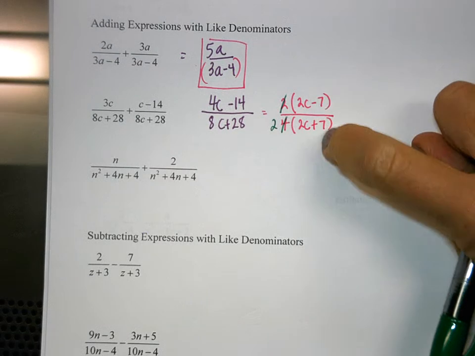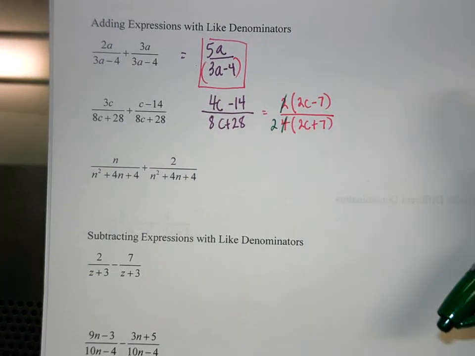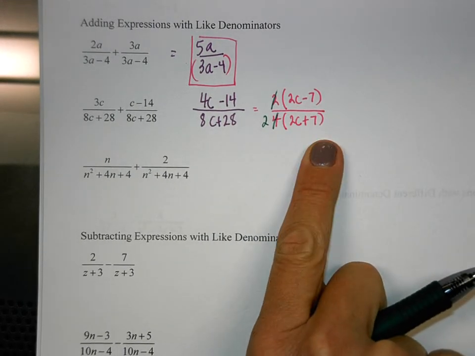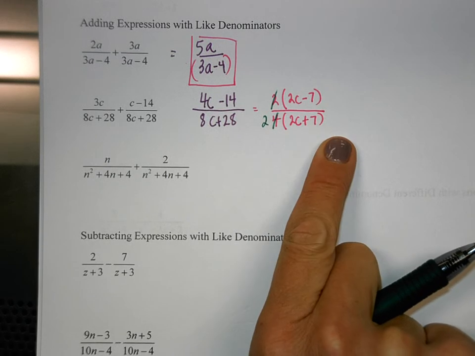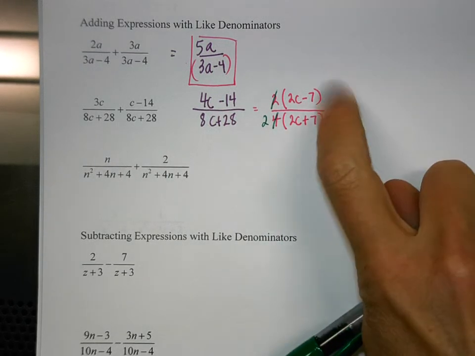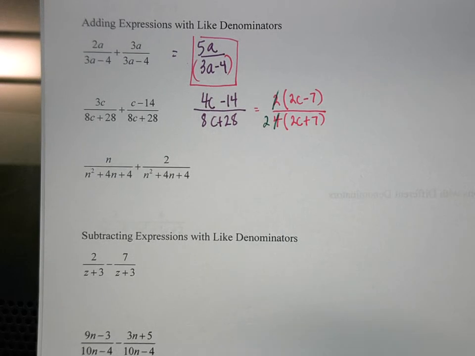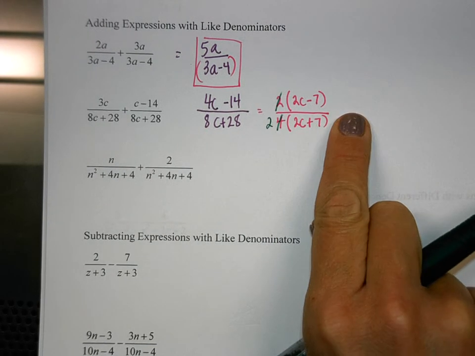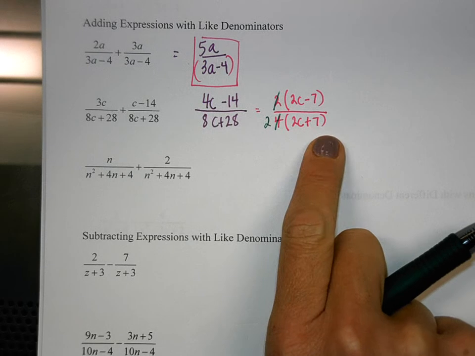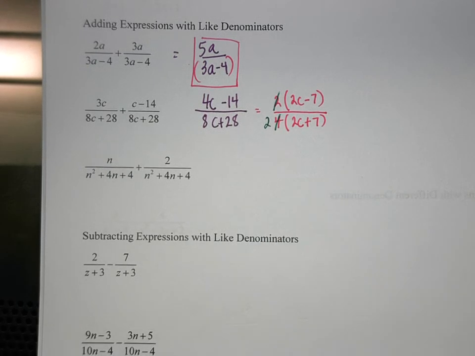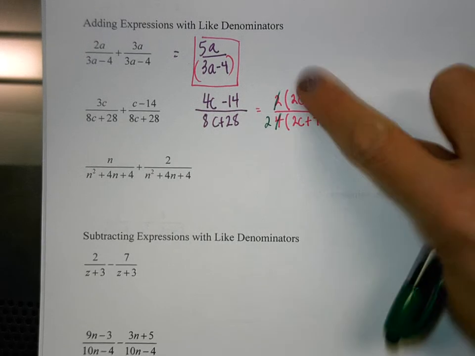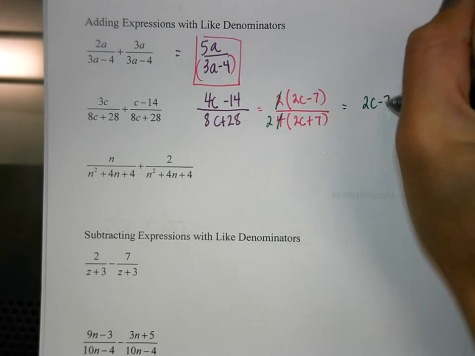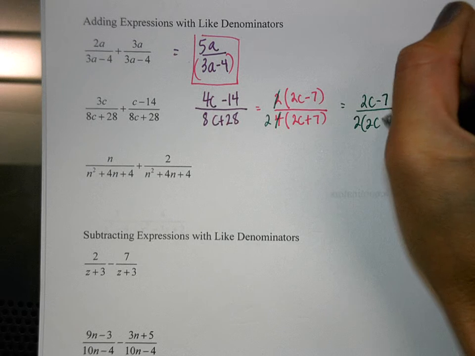Now, is there any way of making these so that they're exactly the same? If I took out a negative here on the bottom, that would make the 2c a negative and the 7 a negative. Would that make these the same? No. It only works with the negative if you have one as a positive and one as a negative. See right here, the 2c is a positive, the 7 is a negative. So you need one of these to be a negative, and they're both positives. If I take out a negative, they both end up becoming a negative. So these cannot be reduced. Okay? That means my answer is just 2c minus 7 over 2 parentheses 2c plus 7.